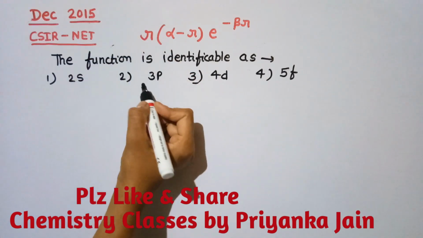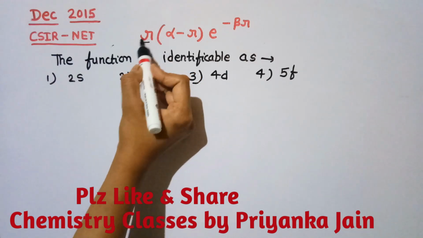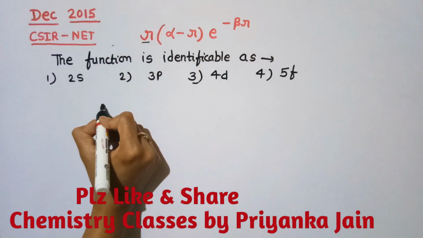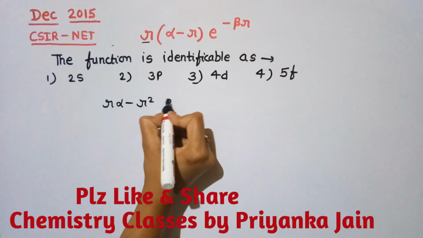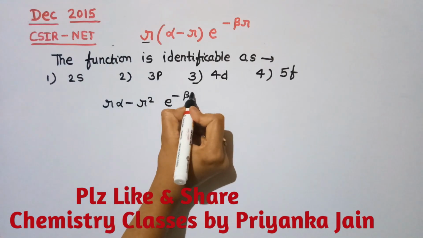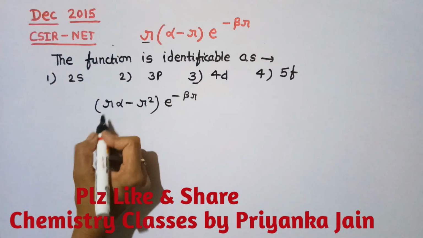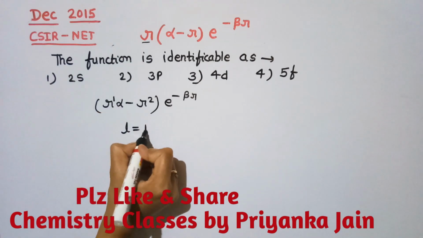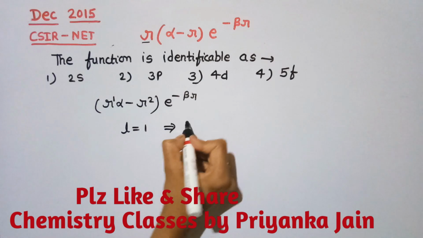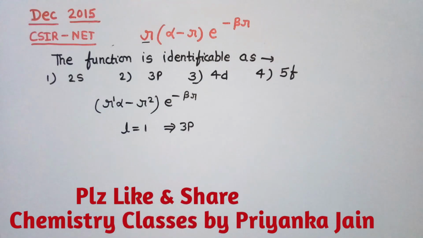So here, for the L value we have to see the power of R. Now we can write this in this way, R alpha minus R square e to power minus beta R. So the minimum power of R is 1. So the value of L is 1. It means it is for p orbital. So this will be 3p orbital. So this option will be the right option.